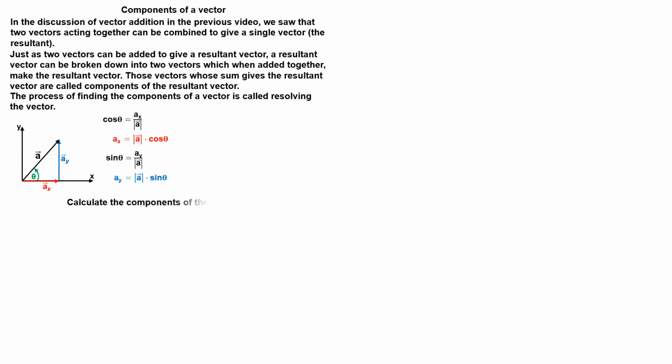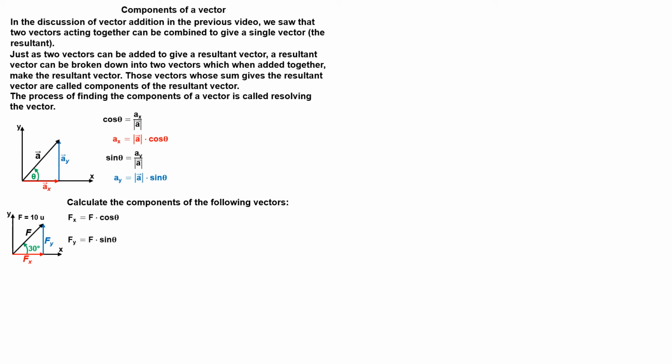Calculate the components of the following vectors. The vector f has a magnitude of 10 units and it makes an angle of 30 degrees with the x-axis. Always start by drawing the components, because if you forget the equations, you can always retrieve them from basic trigonometry. In fact, no need to memorize these equations.